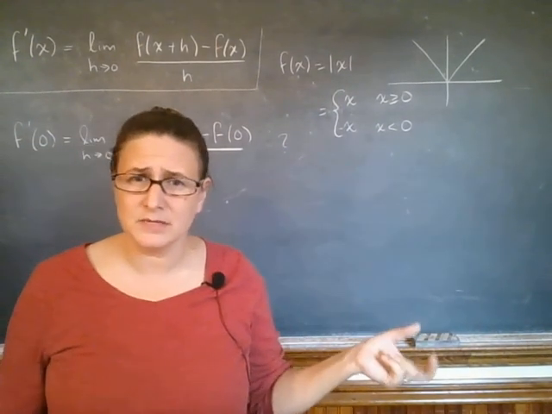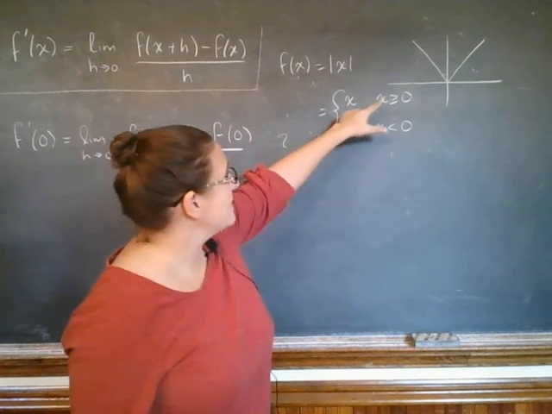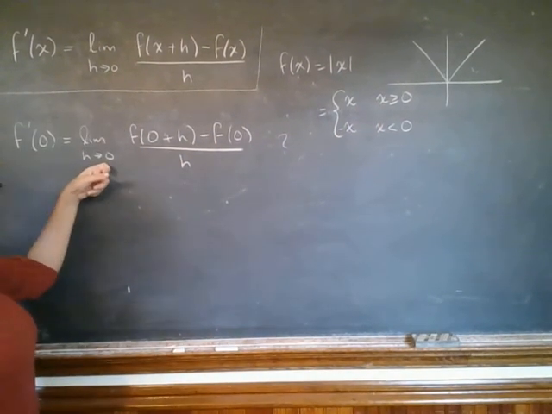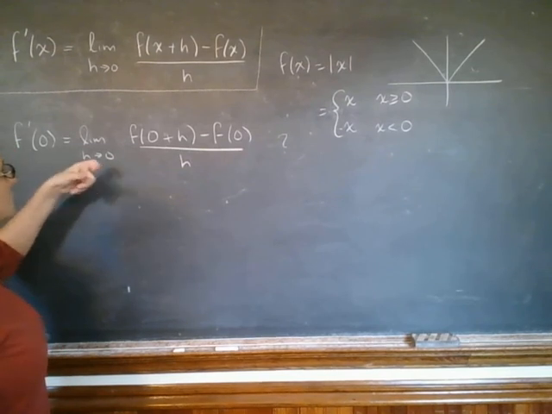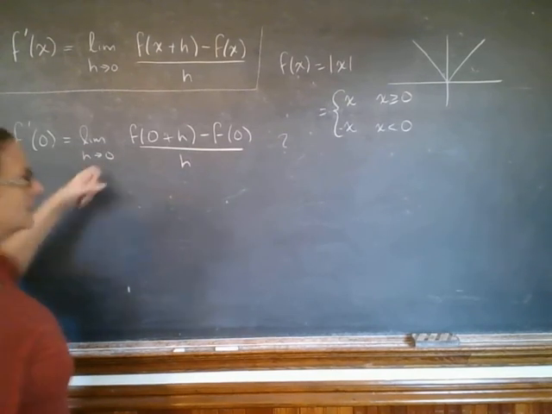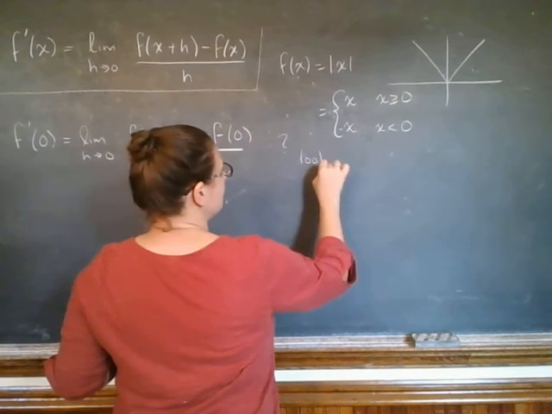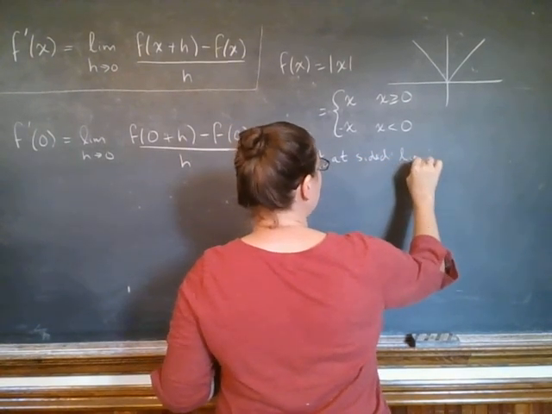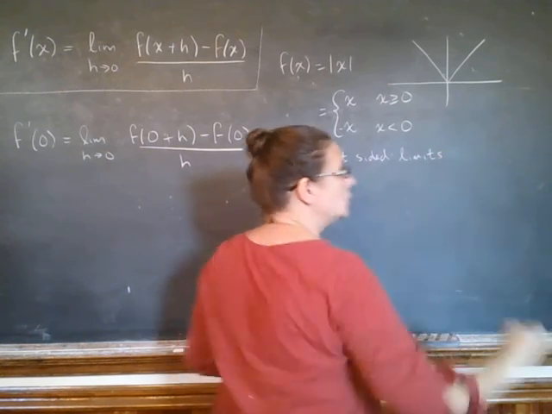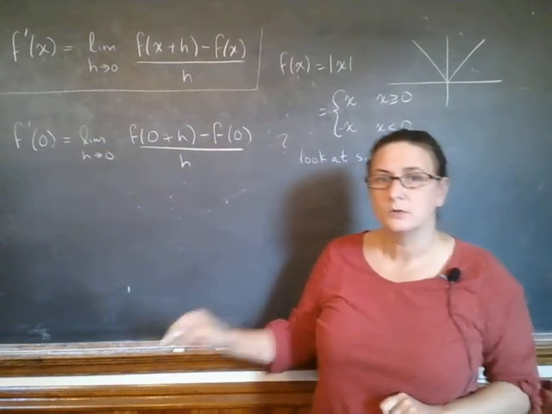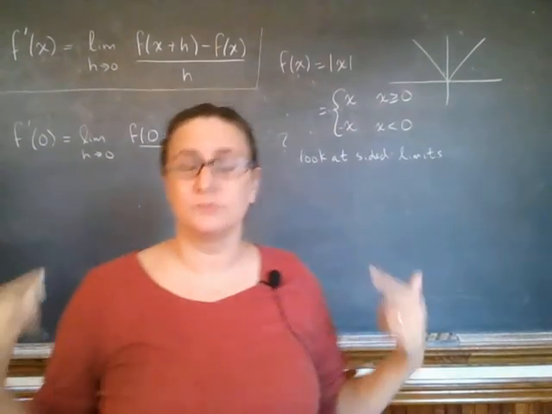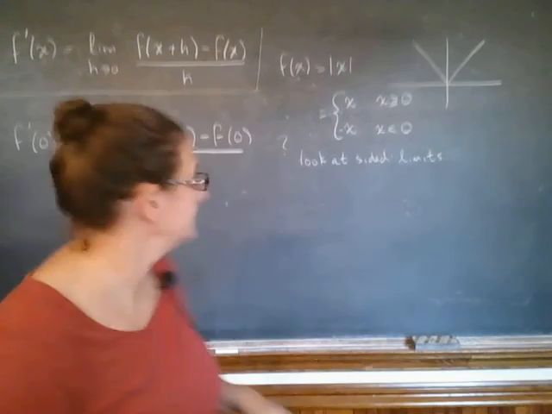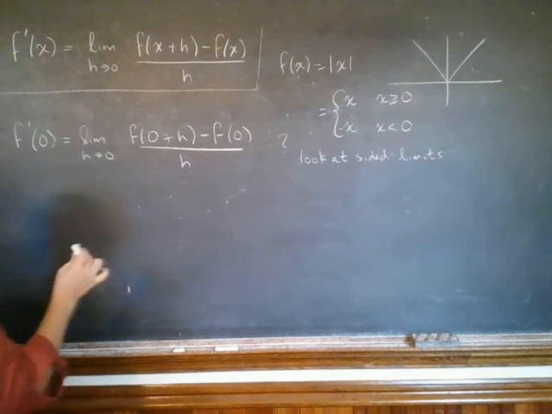Because it is a piecewise function, and because the definition changes at the point where we're taking h to 0, right? So I need to look at the sided limits. And by the way, there's one like this on your worksheet where you have to look at the derivative at 0 by doing sided limits. So let's look at it.